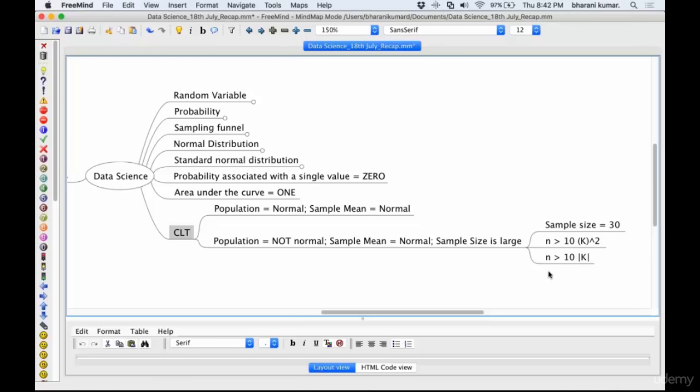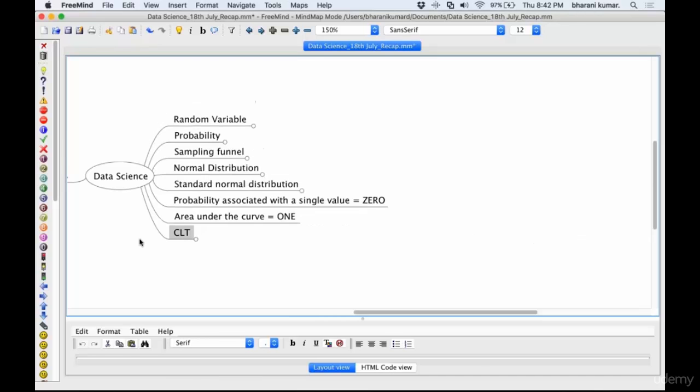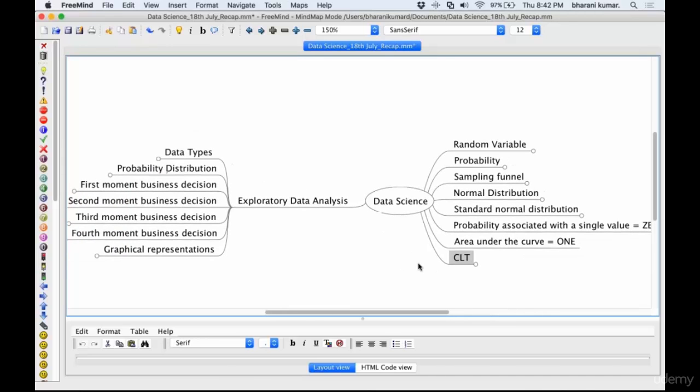Or n value should be greater than 10 times the modulus of kurtosis. This is all that we have discussed until now. Now let us proceed to discuss various other concepts.